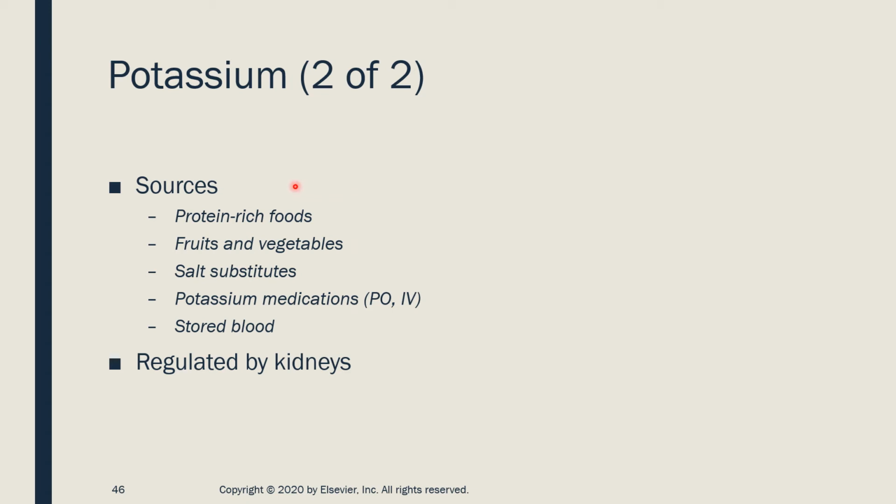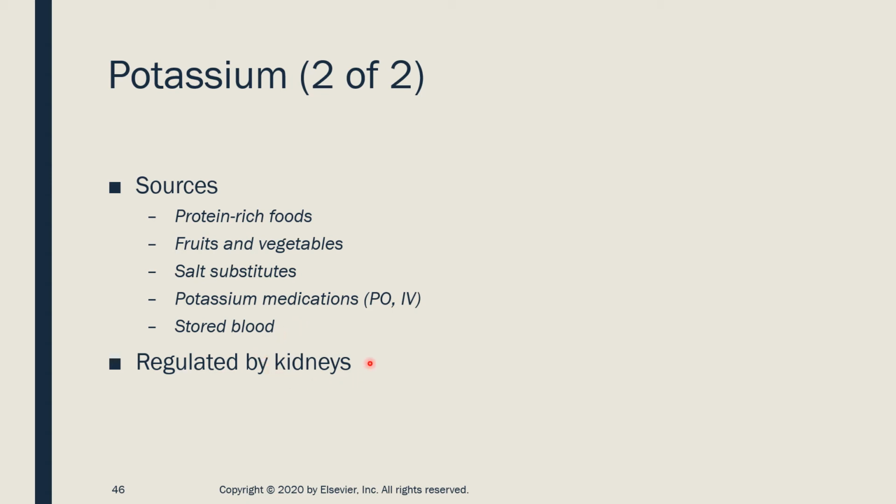Now, there are different sources of potassium. As you all know, we have protein-rich foods, fruits and vegetables that are rich in potassium. There are also salt substitutes, and you all know for patients who have cardiac condition, we don't want them taking some salt substitutes because they are high in potassium. And if you're giving potassium medications to your patient, that also puts them at risk to develop hyperkalemia. And again, stored blood, the blood transfusion that we give, commonly has a high potassium component.